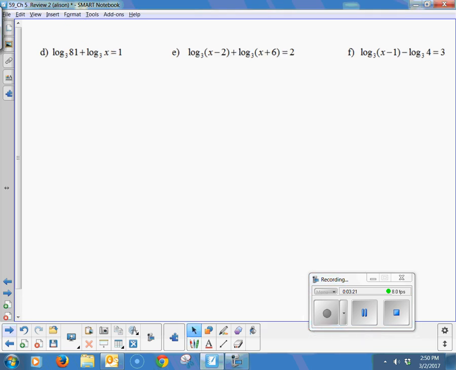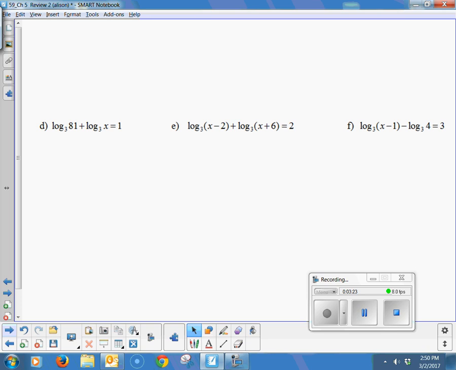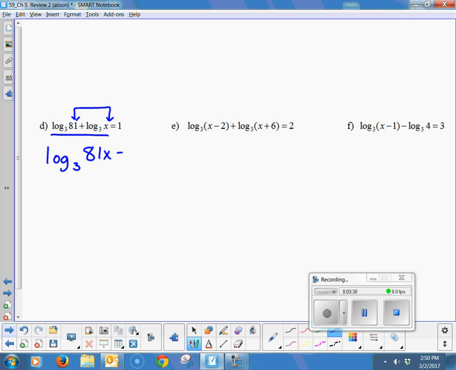Number D says, again, I see some log statements being added, so I'm going to multiply whatever it's the log of. So I get log base 3 of 81x equals 1. If I rewrite this in exponential form, that means 3 to the 1 equals 81x. If I'm solving for x, I'm going to divide both sides by 81. And I get x equals, well, let's see, 3 goes into both of these because 81 is 3 to the 4th.